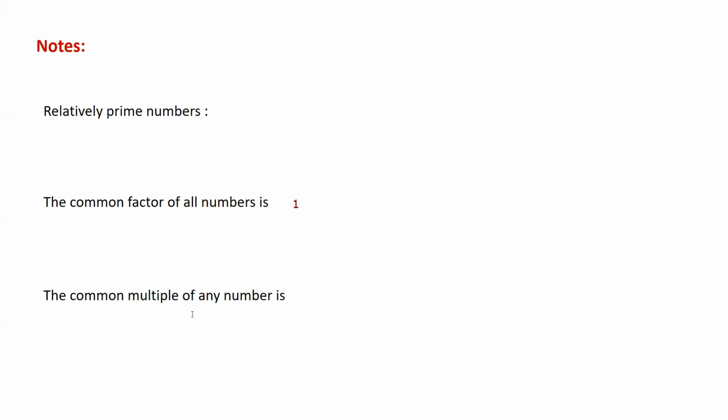And what is the common multiple of any numbers? We said multiple. If I ask you what are the multiples of 2, you're going to say the timetable of 2. So 0, 2, 4, 6, 8, and so on. If I ask you what are the multiples of 3, 0, 3, 6, 9, and so on. So in any timetable, we are going to start with 0. It means that the common multiple of any numbers is 0. So don't forget these notes.